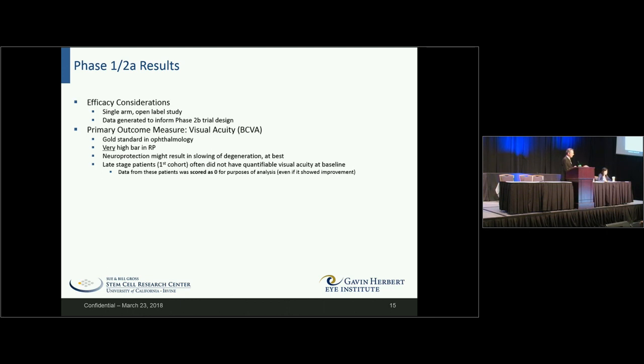But on the other hand, we can hope to demonstrate a slowing of the rate of the degeneration, but remember this is a slowly progressing disease, losing about 1 letter of vision per year. Another point I'm going to give you is the data I'm about to show you includes all the patients in the trials. Remember, some of these people had hand motions vision or count fingers. That's not quantifiable in terms of Snellen acuity. So all those patients were scored as 0, regardless if they had any improvement.